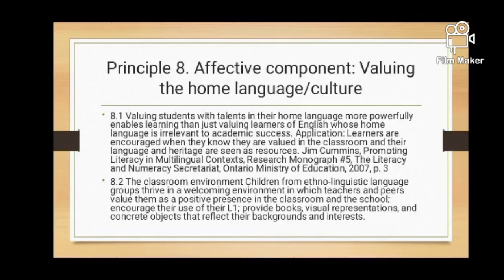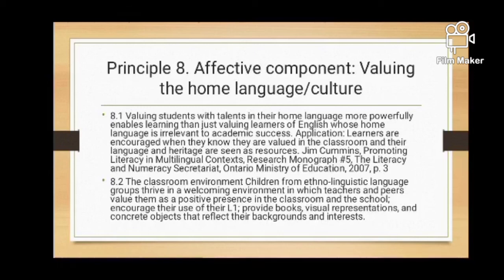So my topic for today is Principle 8, Affective Component, Valuing the Home Language and Culture. So when we say affective component, it is concerned with a person's emotional reaction or attitude that is cognitive within the learners. So we need to value the learner's language and their culture because it is a part of them, in order to develop their skills or their knowledge.